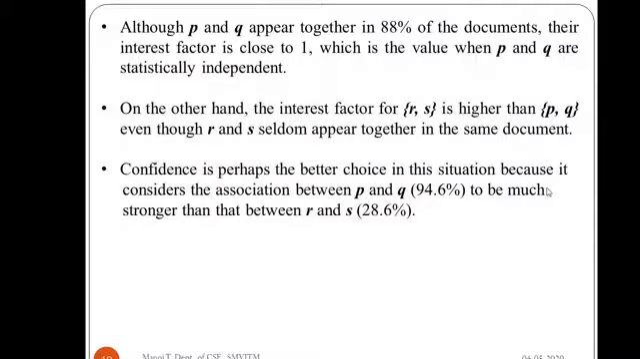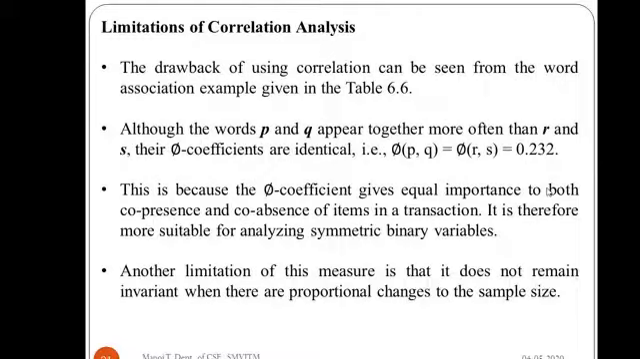So let us compute the correlation for P comma Q and R comma S. If you compute the correlation for both these word associations, it turns out to be equal. If it turns out to be equal, then it is quite misleading to us. Why? The reason is P and Q are highly correlated compared to R and S.